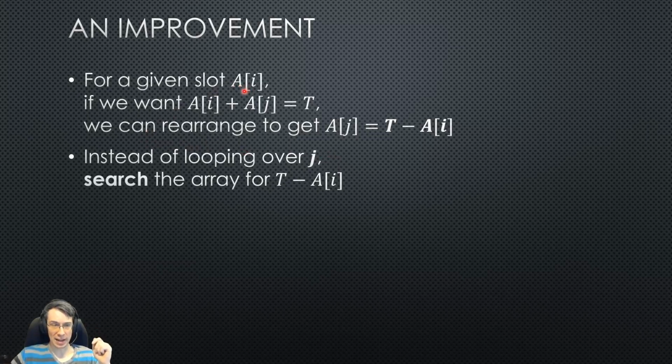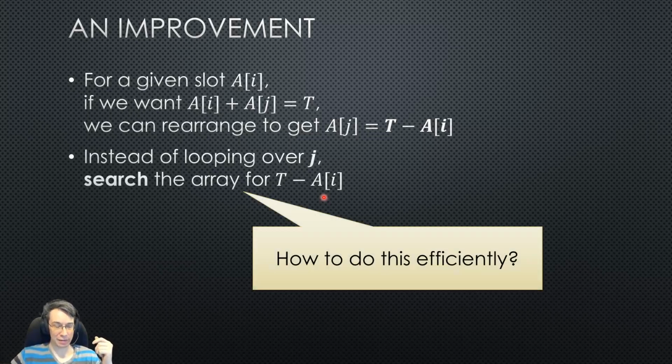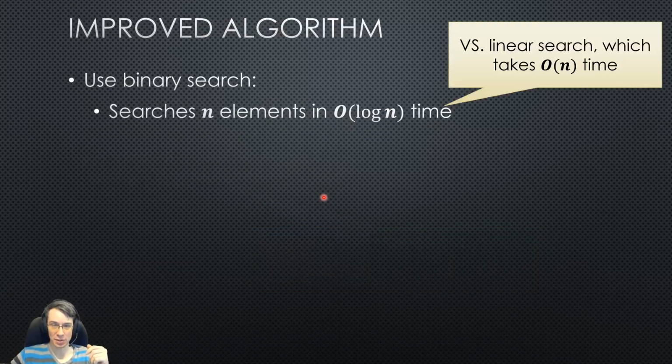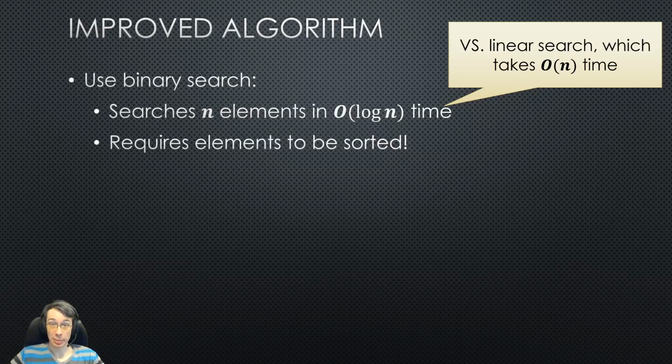For a given slot a of i, if we want a of i plus a of j equal to t, we can just rearrange to get a of j equal to t minus a of i. So this tells us what we're searching for, the a of j that we're searching for. And instead of looping over j, we'll just do a binary search over the array for t minus a of i. And of course, this search, to do it efficiently, well, I've already given the solution here. It's binary search. So versus linear search, which takes linear time, binary search will of course take order log n time. And of course it needs the elements to be sorted.